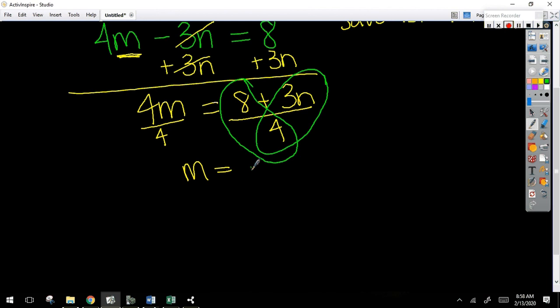So you can make this 8 over 4 plus, and I'm going to write it this way instead of 3n over 4. It's not wrong if you do 3n over 4.